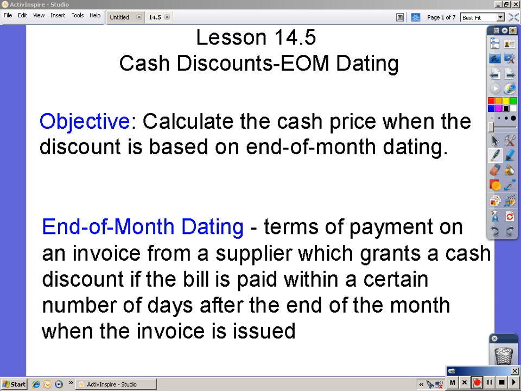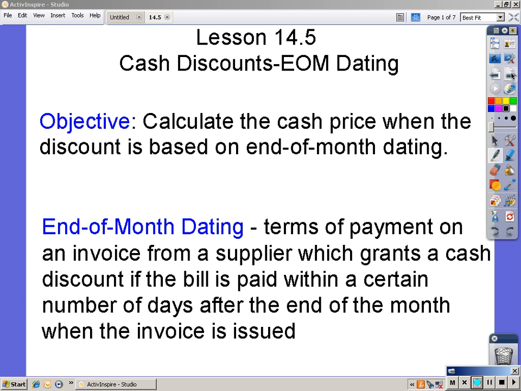End of month dating, these are terms of payment on an invoice from a supplier which grants a cash discount if the bill is paid within a certain number of days after the end of the month when the invoice is issued. Okay? Now, this is not a tough lesson. There are several rules and stipulations which you have to abide by. Once we get those figured out, you will see how easy it is. Okay, get this copied down, press pause, and resume play when you are ready.